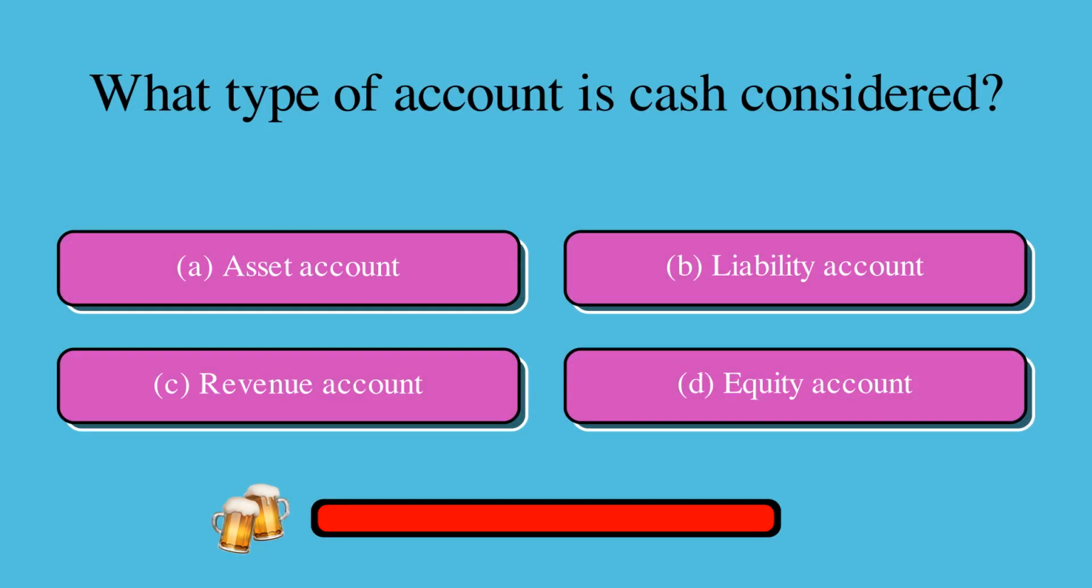What type of account is cash considered? Is it A. asset account, B. liability account, C. revenue account, or D. equity account? The correct answer is A. asset account.